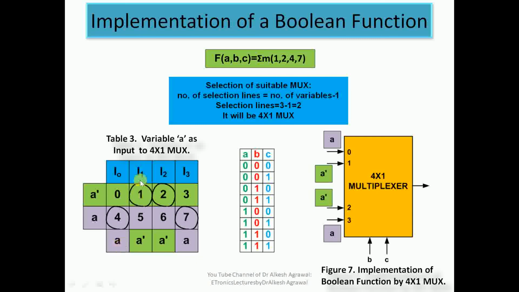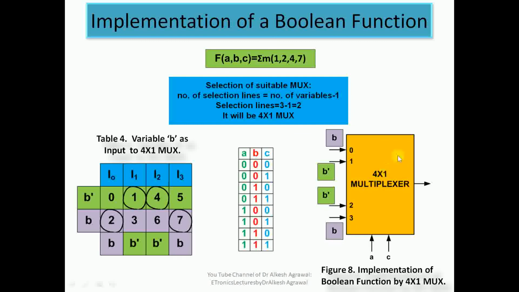So what we give at I0, we get A, so we have given A. At I1, input is A complement. At I2, that is channel 2, input is A complement, and at I3, that is channel 3, input is A. So like this we have implemented this Boolean function with the help of a 4 cross 1 multiplexer. This is the first case, when selection inputs are B and C and the main input is A.